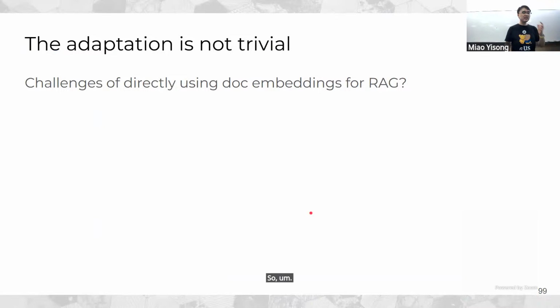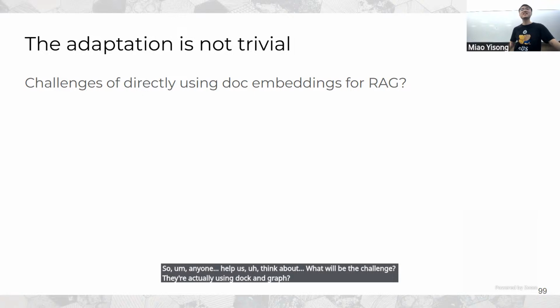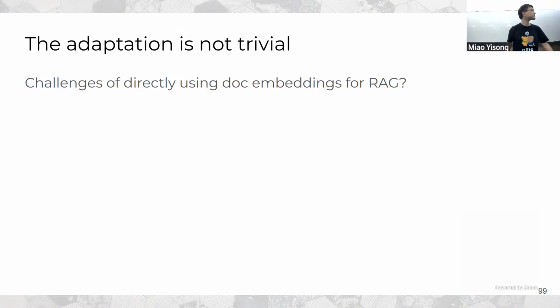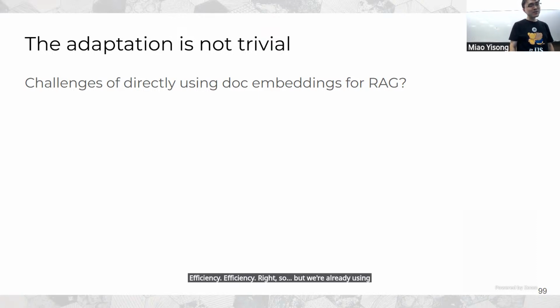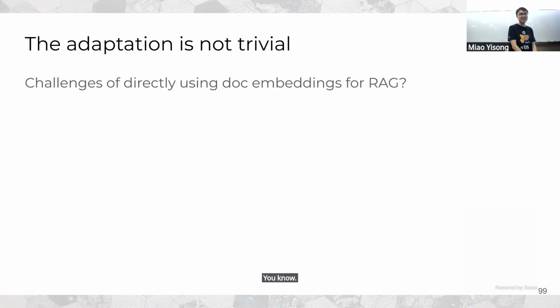So can anyone help us think about what would be the challenge of directly using the document embedding? What would be the challenge for that? Any guess? Just use the document. Does anyone have a guess? Efficiency, right. But we are already using that. That's one document, right? What would be the challenge? And that's the efficiency that has to be addressed.